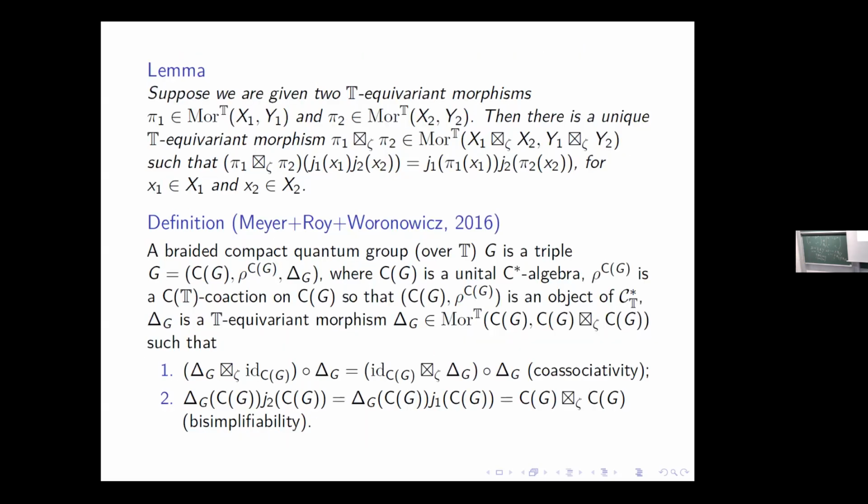So there is this J2 of C(G), which means I embed C(G) in the second component. So this is really 1 box C(G). The second member is J1 of C(G), which is C(G) box 1. And if you multiply stuff from Delta G of C(G), you get the whole thing, C(G) box C(G). So the definition is really the same as the ordinary compact quantum group, but you replace the tensor product with this braided tensor product.